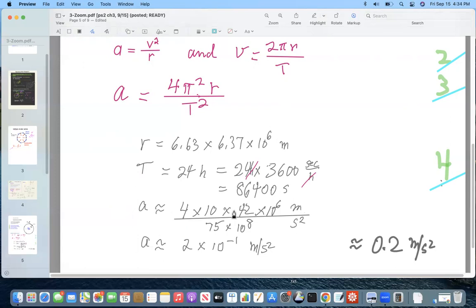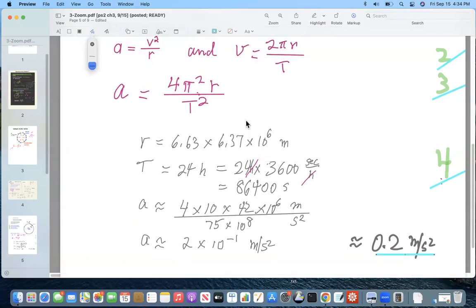Now, the answer will be a number with a unit. Now, you can see what the unit is. It's meters in the numerator, seconds squared in the denominator. So it's meters per second squared, which is appropriate for acceleration. And now what about the number? Well, 42 over 75 is about 1 over 2. 4 divided by 2 is about 2. The rest is powers of 10. 10 times 10 to the 6th would be 10 to the 7th, divided by 10 to the 8th is 10 to the minus 1. So it's about 0.2 meters per second squared. Now, of course, you'll want to do this with your calculator.